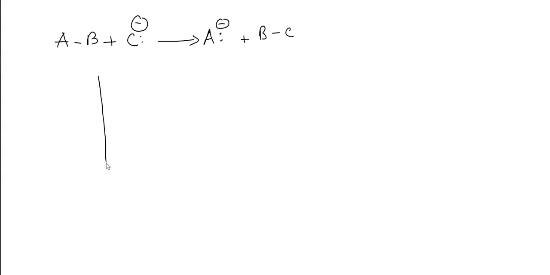Okay, so for example, if you have a reaction AB plus C, say if C is a negatively charged species, then the reaction proceeds to give A minus and BC. Here what is happening is the bond between A and B is broken and the bond between B and C is created. So we can create an energy diagram by plotting the energy on the y-axis and reaction progress or reaction coordinate on the x-axis.